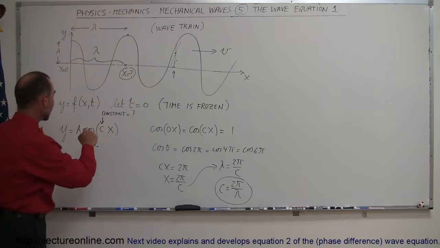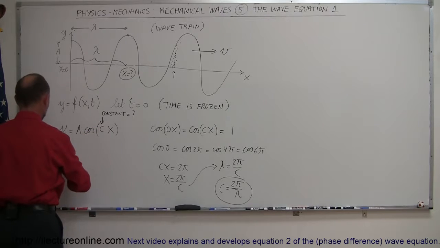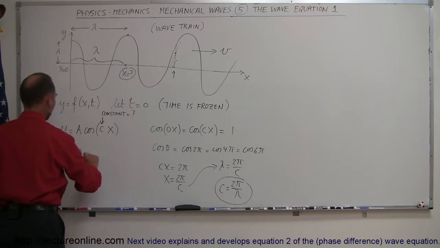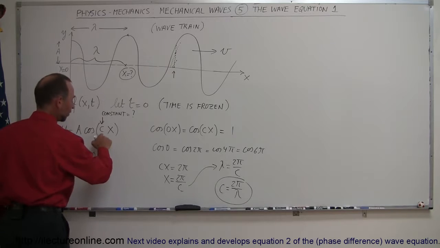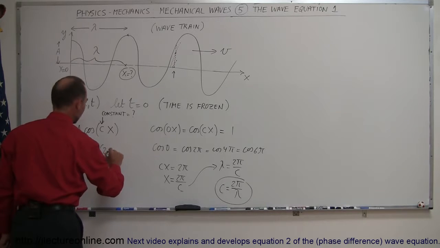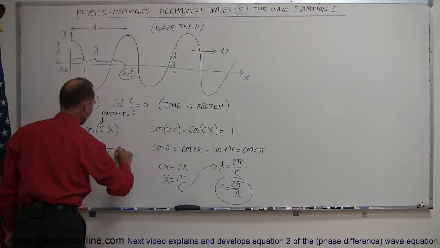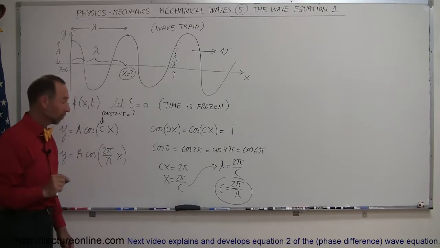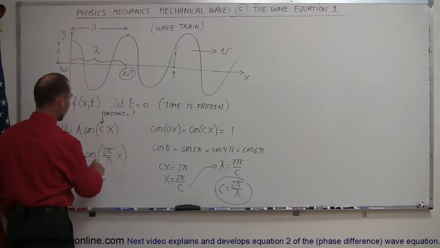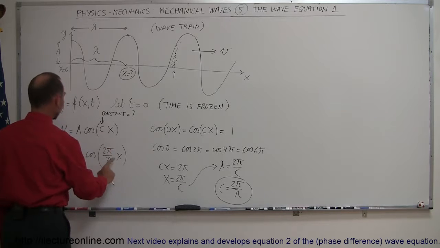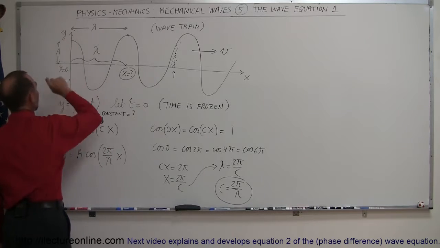So let me plug that in and see what we get. We have y is equal to a times the cosine of, instead of c, I'm now going to write 2 pi over lambda times x. Now notice, if x is 0, I get the cosine of 0, that's 1. 1 times a gives me a, which is correct right here.